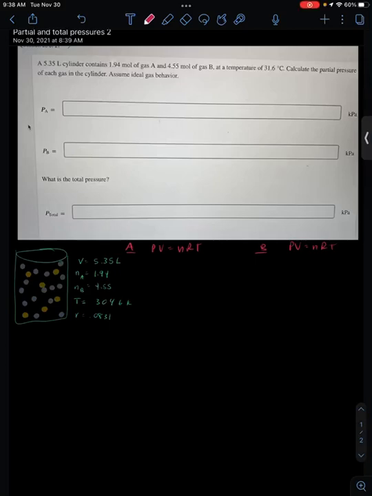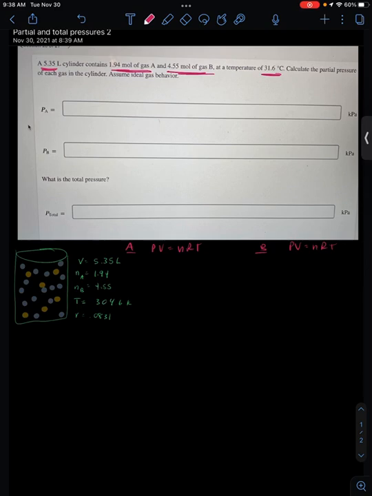Okay, here we've got another question that has to deal with the partial and total pressures. So in the question, they're saying that a 5.35 liter container has 1.94 moles of gas A and 4.55 moles of gas B at 31.6 Celsius. They want you to calculate the partial pressures of each gas and then therefore figure out the total pressure.